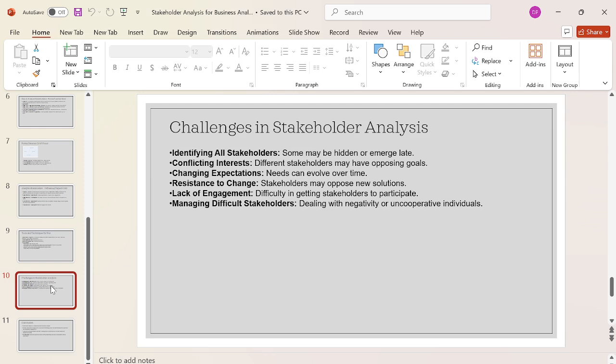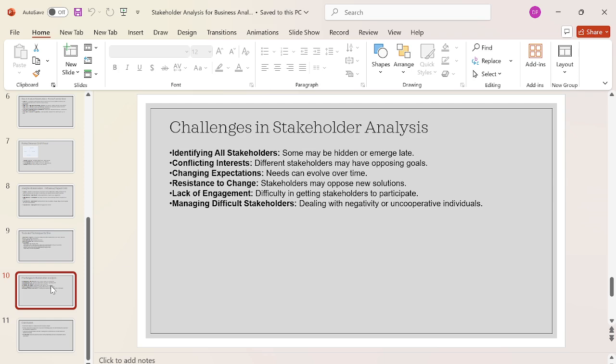And then the changing of expectations, as needs can evolve over time. Each stakeholder has different expectations of the success of the project, and they continuously give us change requirements. Then a scope creep situation will happen. So it's challenging for the business analyst, while doing stakeholder analysis, to identify the appropriate stakeholder.